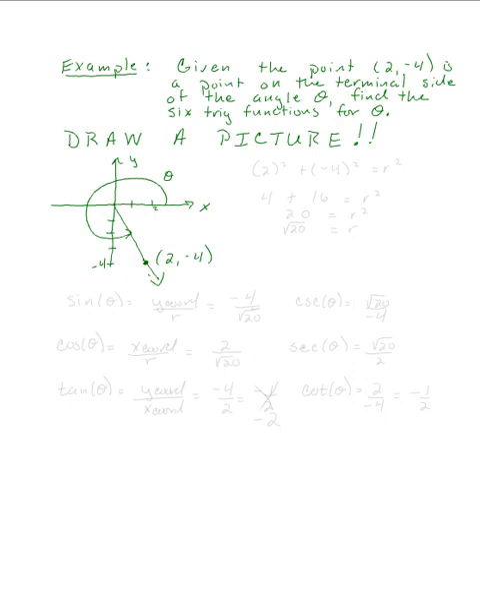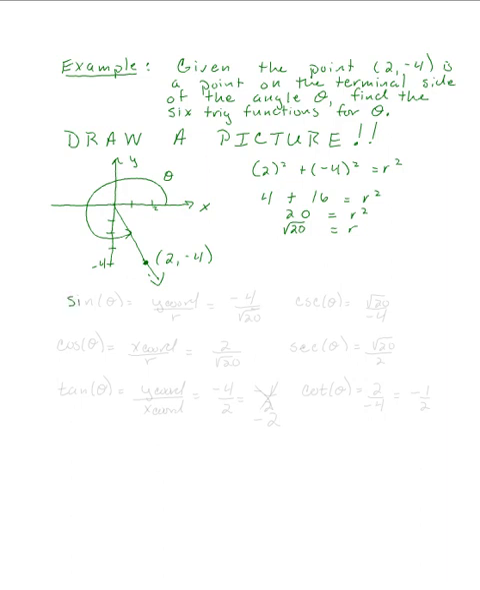The thing we're missing is r again, that radius. So I'm going to say 2 squared plus -4 squared equals r squared. So that's 4 plus 16 equals r squared. That's 20 equals r squared, so r equals the square root of 20. Okay, so I think we're ready to write down the 6 trig functions.